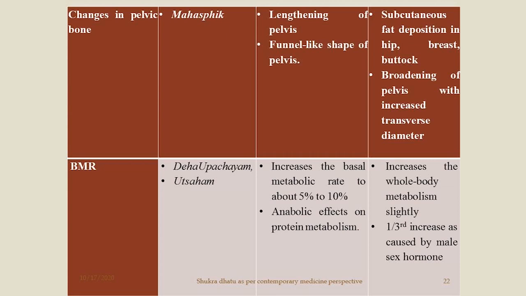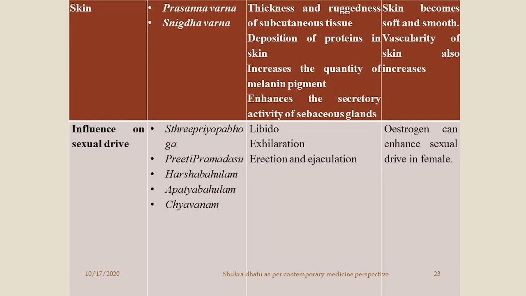The BMR, basal metabolic rate, can also be increased by the sex hormones, about 5 to 10%, and an anabolic effect can be seen on protein metabolism too. This can be understood as the Deha Balam and Deha Upachaya Lakshanam. In skin, the Prasanna Varna, Snigdha Varna can be seen. So the thickness and ruggedness of subcutaneous tissue is produced by the sex hormone, especially testosterone. Deposition of proteins in skin, increased melanin pigment and enhanced secretory activity of sebaceous gland are the functions of testosterone over the skin. Likewise, estrogen also helps the skin; it makes the skin soft and smooth, and increases the vascularity of skin also.